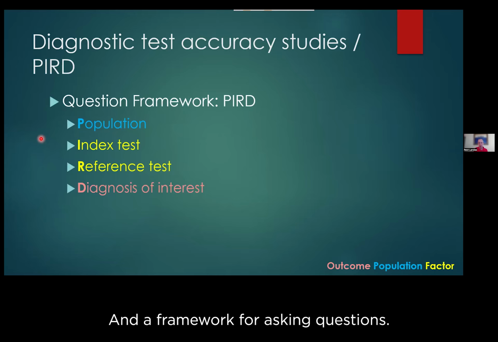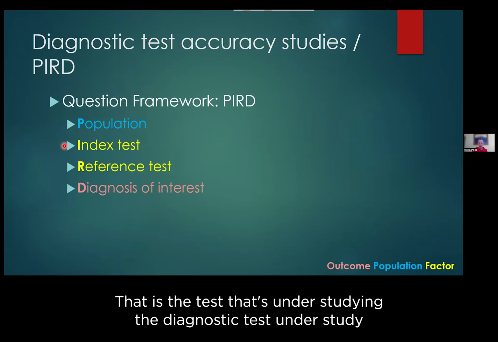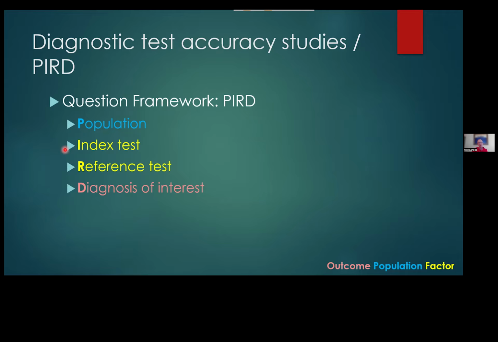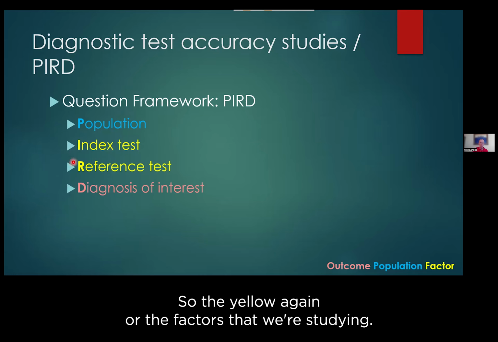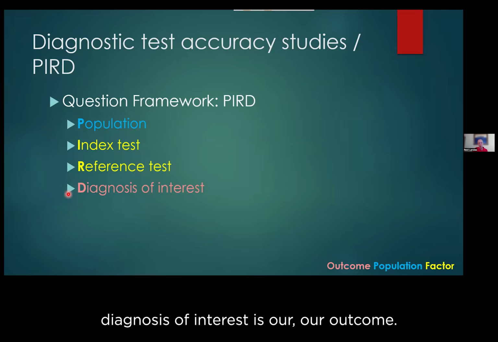and a framework for asking questions for setting up a good study question for a diagnostic test accuracy study is the PIRD framework. That stands for P for population, index test, that is the test that's under study, the diagnostic test under study, R for reference test, that's our gold standard, and diagnosis of interest is the outcome. So the yellow again are the factors that we're studying. Blue is the population, and the red diagnosis of interest is our outcome.